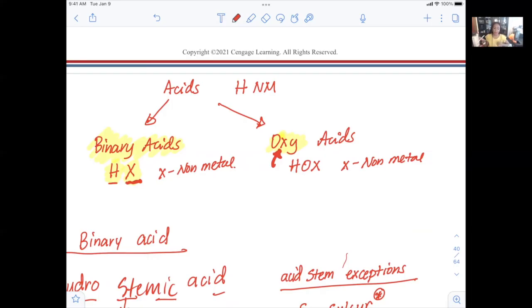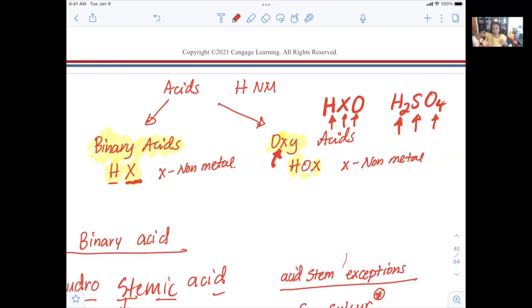Oxy acids would then have a minimum of 3 elements. The first one, of course, being hydrogen, the identifier of the acid. And then somewhere in there, you have oxygen and the other nonmetal. I would say the most common format is hydrogen first, the other nonmetal, then oxygen. For example, H2SO4. You have 2 hydrogens, the acid, the other nonmetal, and then the oxygen. That's probably the more common format.